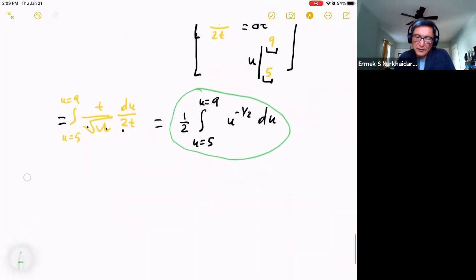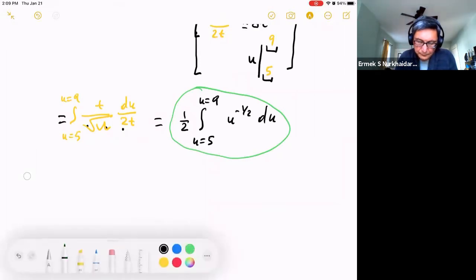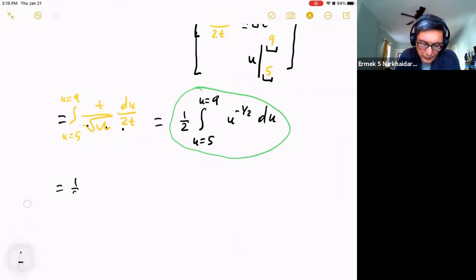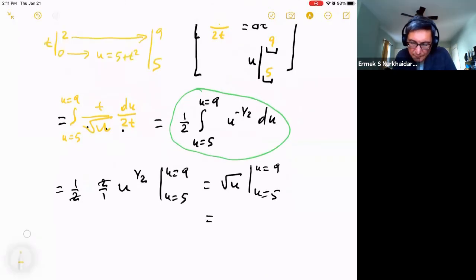And then it's easy enough integral to work with. So 1/2. Antiderivative of u to the negative 1/2 is u to 1/2 multiplied by reciprocal, from 5 to 9. So we're going to get square root of u after cancellations from 5. So final answer for this problem now, substitute upper bound, substitute lower bound. So I'm going to get 3 minus square root.